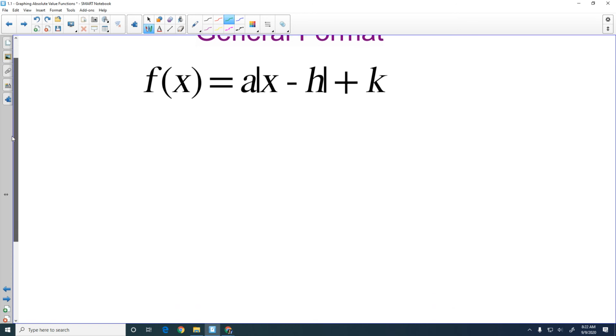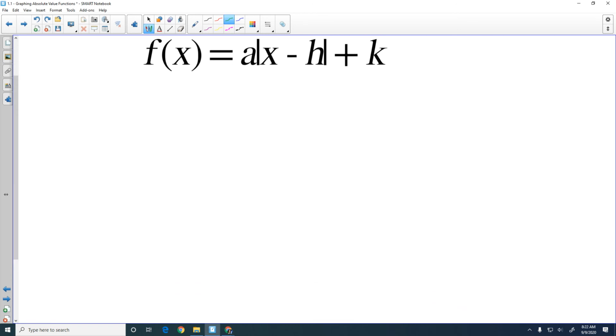The first thing we have is a. And what does a do to our graph? What does that cause? How does it change the V shape? What words did we use? Go ahead and check back on your notes. What was that called? Yes, a vertical stretch, or it could be a vertical compression. Right. So let's make a note of each of these.